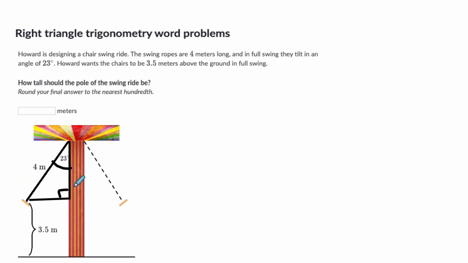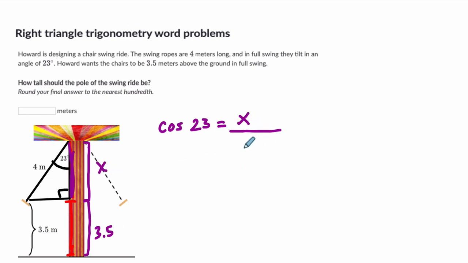Within this right triangle right here, I can find this piece first and then add that to 3.5, and I'll have the total height of the pole because this is 3.5 right here, right? Let me just find this piece, which is equal to this side of the triangle. So I'm going to say that from this 23 degree angle, that's an adjacent side, and this is the hypotenuse, so the cosine of 23 degrees equals your adjacent side, let's call that x, over the hypotenuse 4.